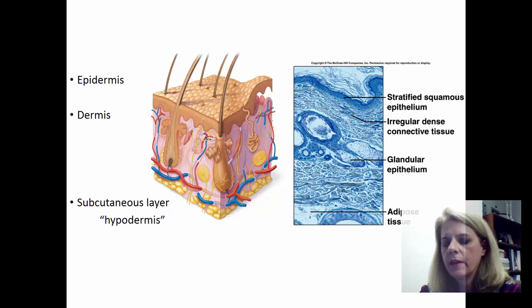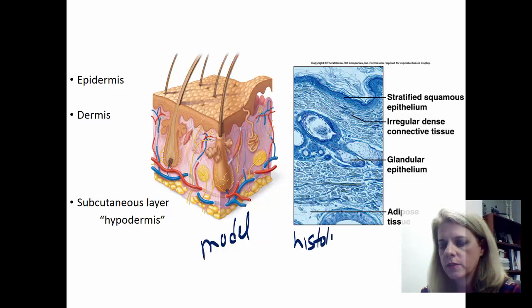Now, I don't want you to think of things only in terms of models. You also need to think about histology, because we've just covered histology. We've just finished talking about the tissues. I want you to start making those connections between what you learned in tissues and what you're learning now. The epidermis is actually stratified squamous epithelium, so multiple layers of flat cells.